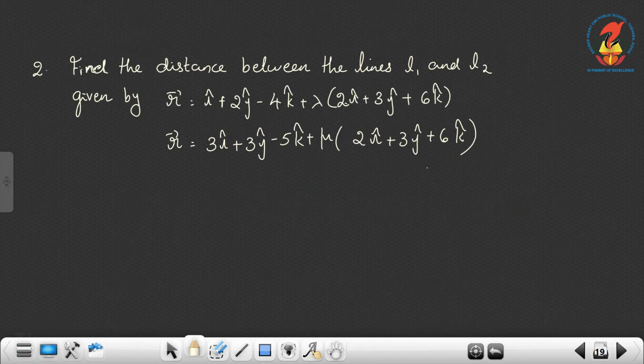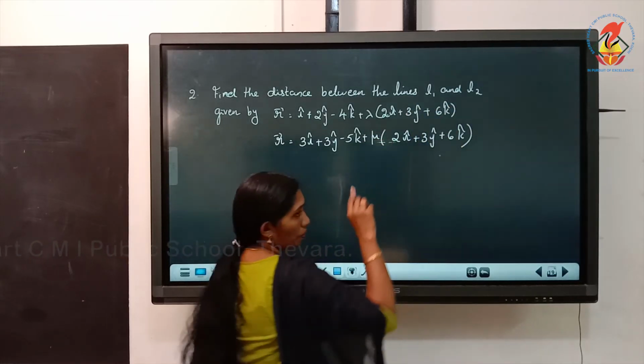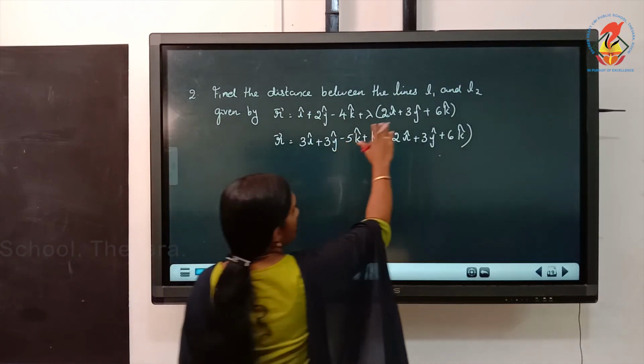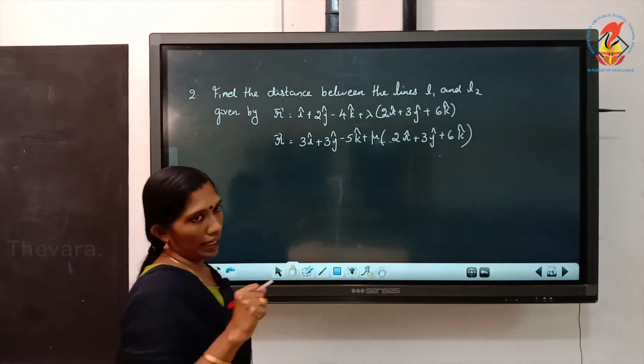And the next one: find the distance between the lines given by vector r equal to i plus 2j minus 4k plus lambda into (2i cap plus 3j cap plus 6k cap). The next line is 3i cap plus 3j minus 5k cap plus mu into (2i cap plus 3j cap plus 6k cap). First of all, you have to check the second bracket. Are they proportional? 2 by 2, 3 by 3, 6 by 6. They are the same. So these lines are parallel.